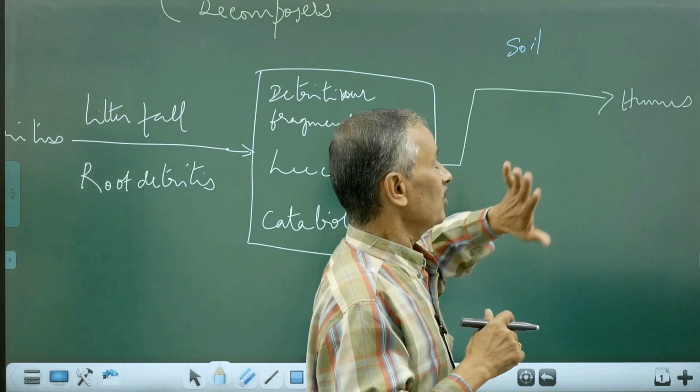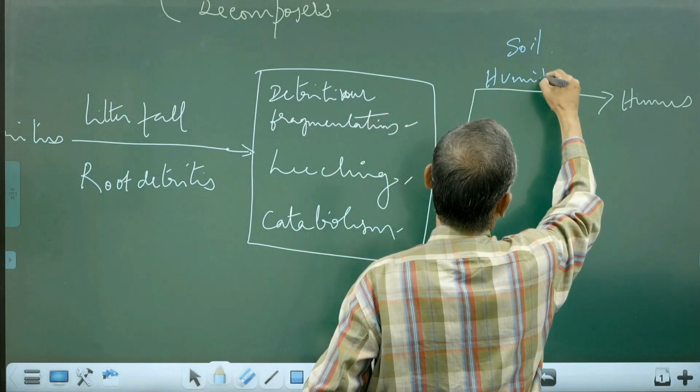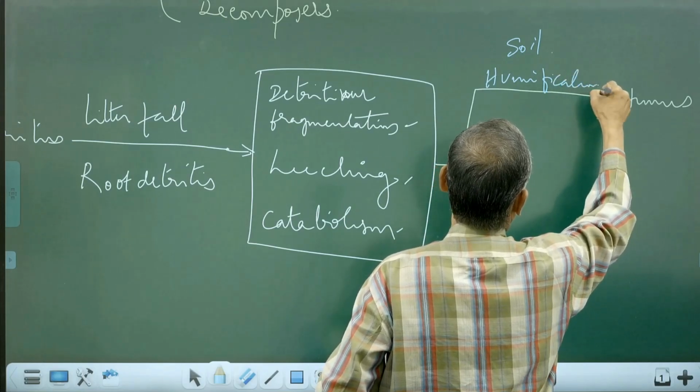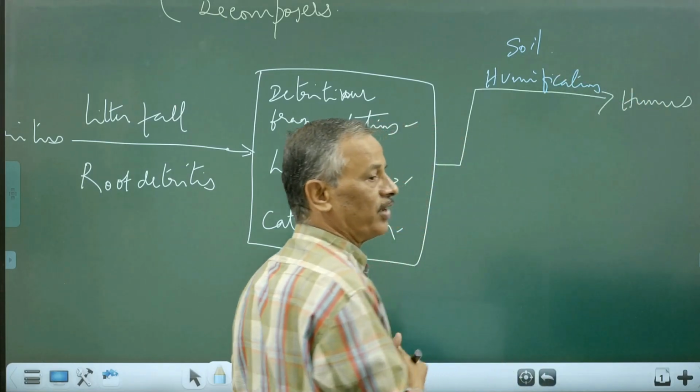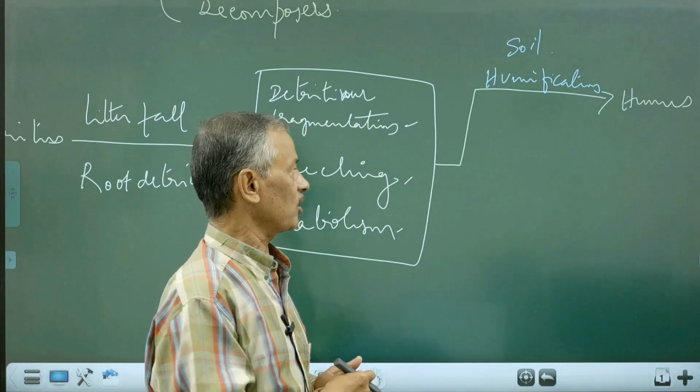This humus formation is called humification. As a result of humification, you will have a very thin layer of organic matter present on the surface of soil, which is very fertile.